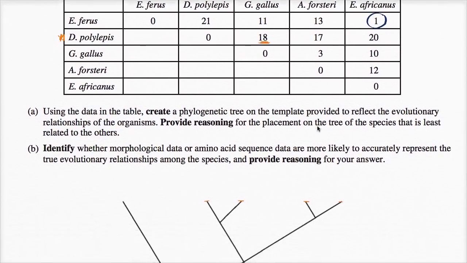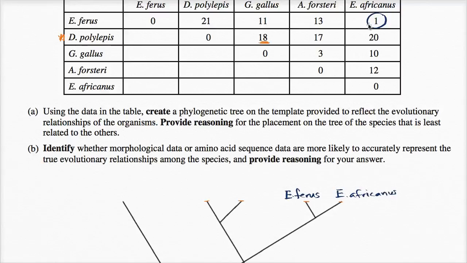So let me write E. ferris and E. africanus. So I'll do it here. E. ferris and E. africanus. I do that there.